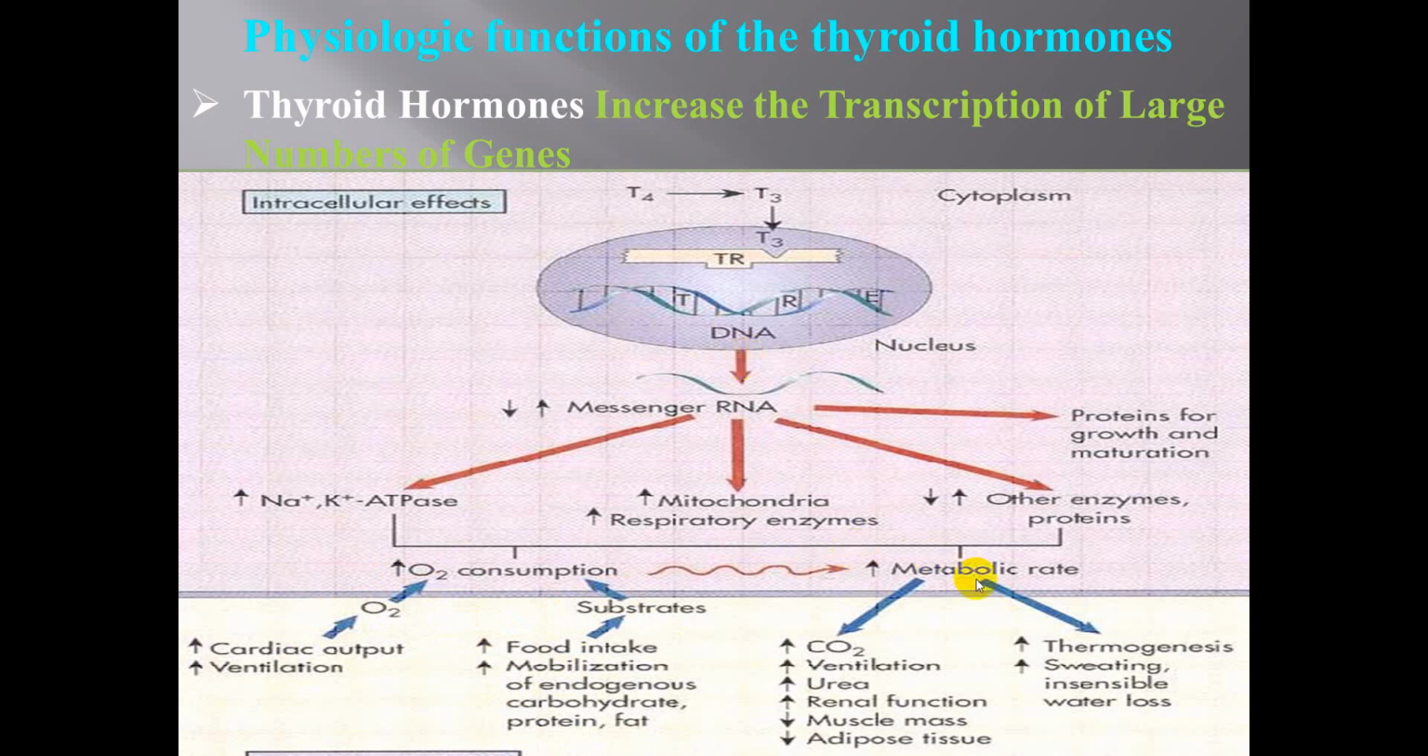The thyroid hormone effect on metabolic rate. It causes increase carbon dioxide, increase ventilation. أكيد إذا عندنا carbon dioxide راح يزداد بالدم فأكيد راح يكون عندي excretion of this through the ventilation، فبالتالي راح يزداد تناسب طردي between them. Ventilation increase, increase of urea, increase of renal function to get out of the urine, decrease muscle mass و decrease adipose tissue for providing energy.